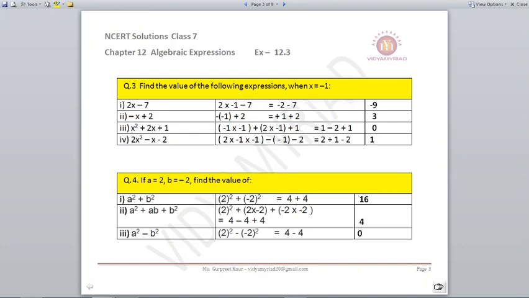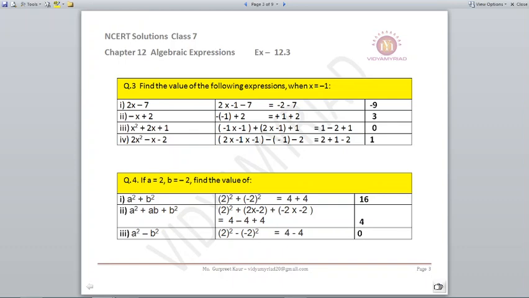Question number 3. Find the value of the following expressions when x is equal to minus 1. Take care. Minus is a danger. Red alert. Please do it very carefully. If you are facing a problem, put your values in brackets to avoid mistakes. And outside the bracket, you can put a plus sign if nothing is mentioned.